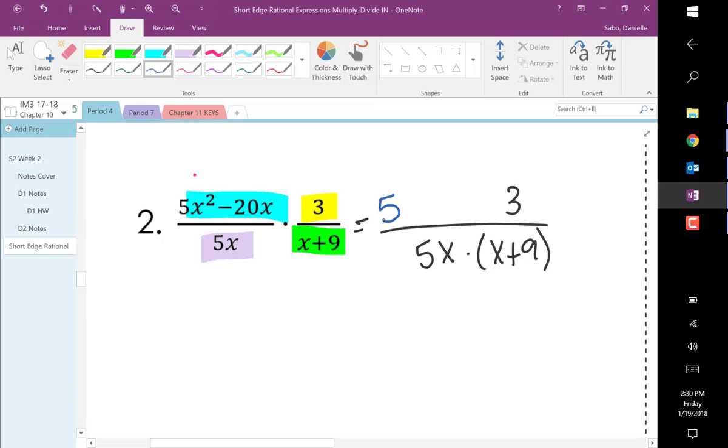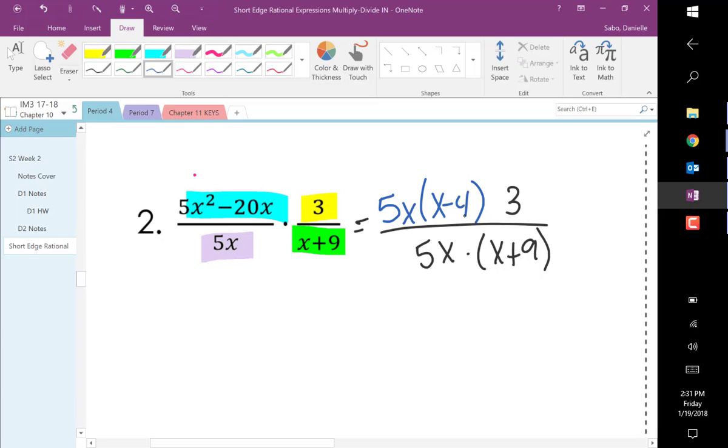But now let's talk about the letters. Yeah, X. You see how they both have an X? So I also have to put that. So you're telling me that 5X, I can divide both of them by? Yes. So now let's go ahead and see what's left over when I divide both of them by 5X. Yes, X minus 4.